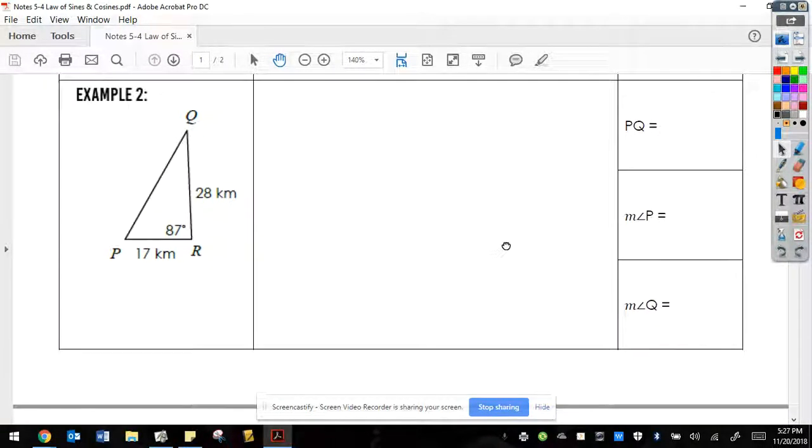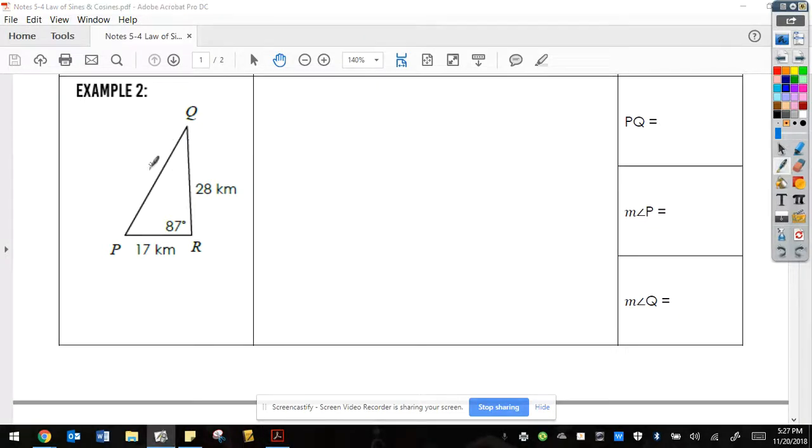Okay, example number 2. All right, so here we have a side, then we have an angle, then we have a side. So the angle here is between the two sides. So we have side, angle, side. So that means we're going to need to use cosines first. All right, now, in order to use law of cosines, we have to look for the other side first. So we are solving for r.